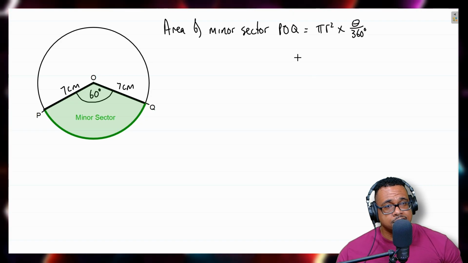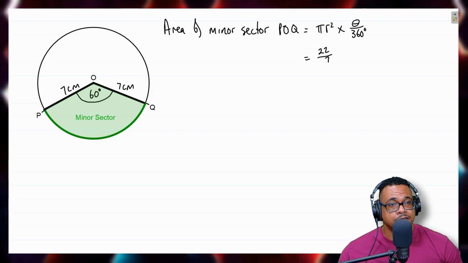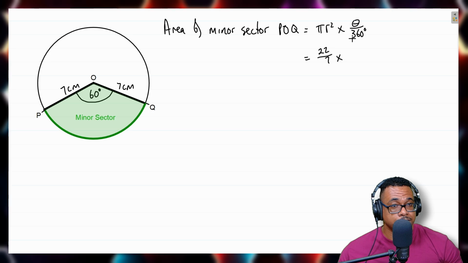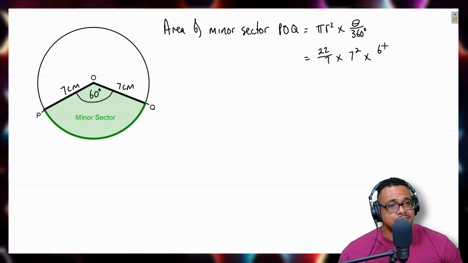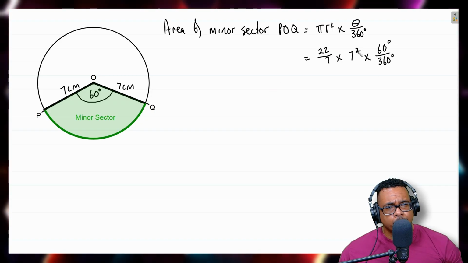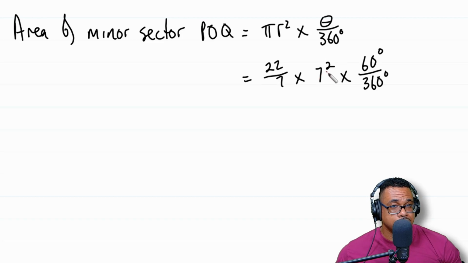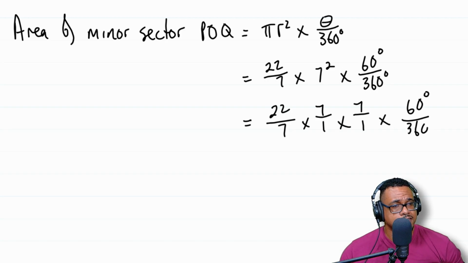Now again, first, let's look at if we are using pi as 22 over 7. So you have 22 over 7 multiplied by the radius squared, which is 7. So that's 7 squared multiplied by the angle theta, which is 60 degrees over 360 degrees. Now, if you want, you can write the 7 squared as 7 by 7 to make things easier. So what we'll have is 22 over 7 multiplied by 7 over 1 multiplied by 7 over 1. So this is your 7 squared here. Multiplied by your 60 degrees over 360 degrees.